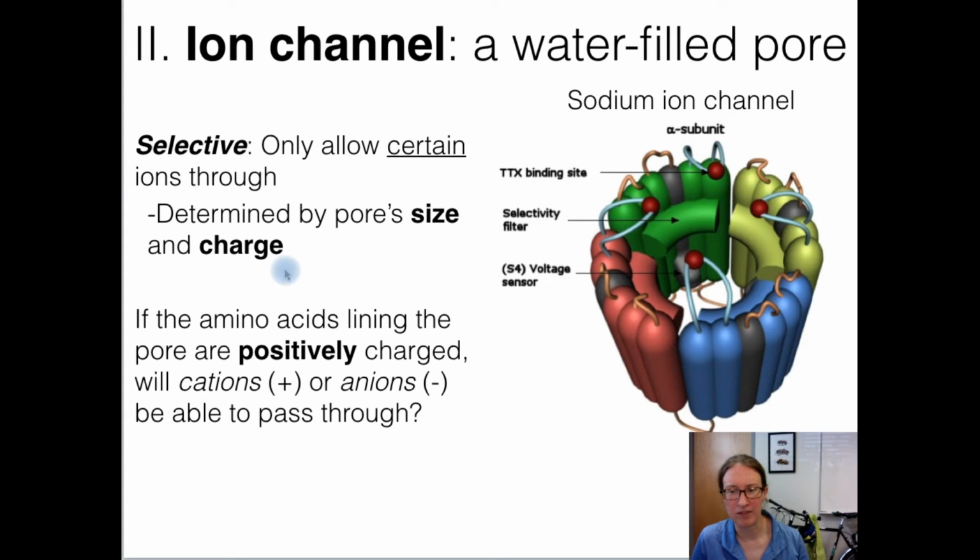So I want you to take a moment to think about another question, which is if the amino acids lining a pore are positively charged, what types of ions do you think are more likely to pass through? Cations that are also positively charged, or anions that are negatively charged? So if you guessed anions, you are correct. So that's ion channel transport. So again, a water-filled pore.